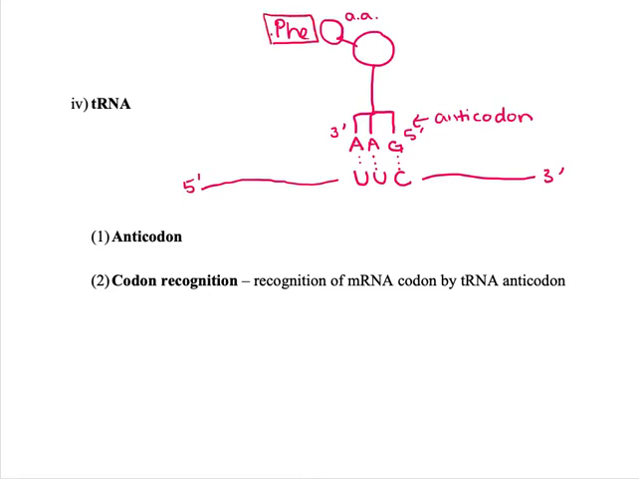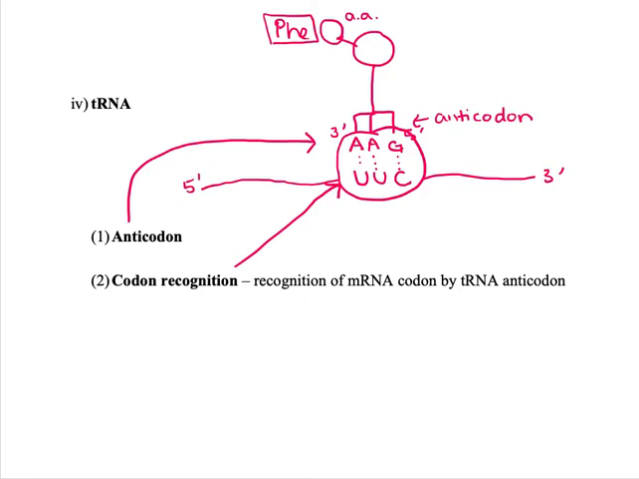Okay, so the anticodon is the part of the tRNA that recognizes the messenger RNA codon, and codon recognition is this process that's happening right here. So codon recognition is that process right there: the recognition of a messenger RNA codon by the tRNA anticodon.